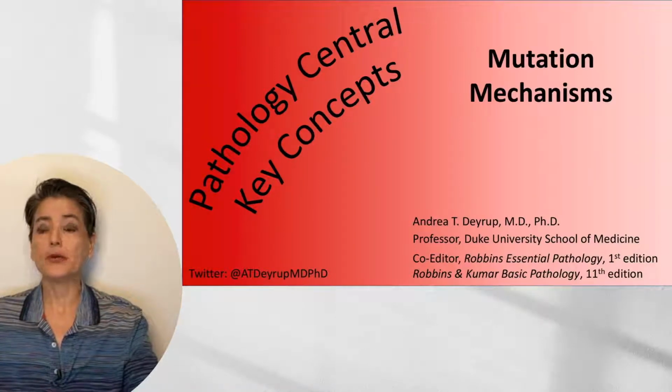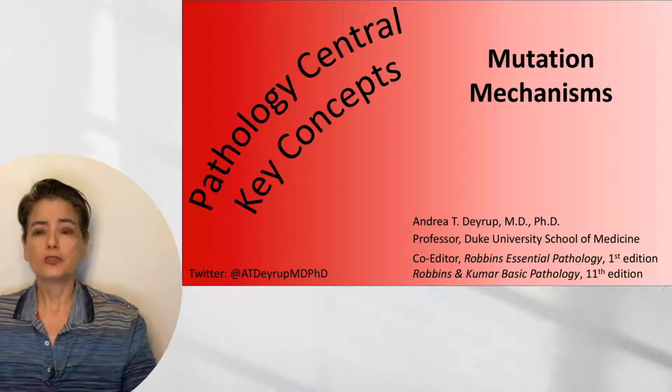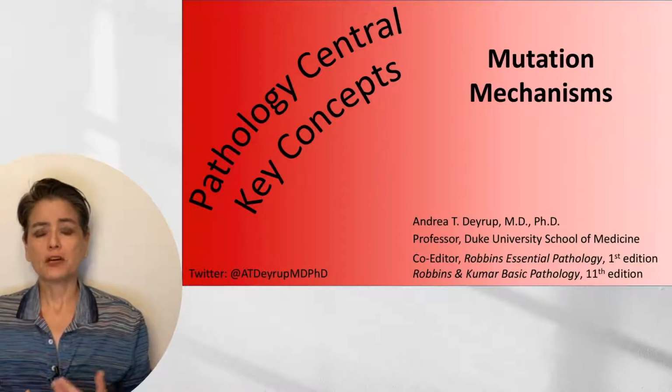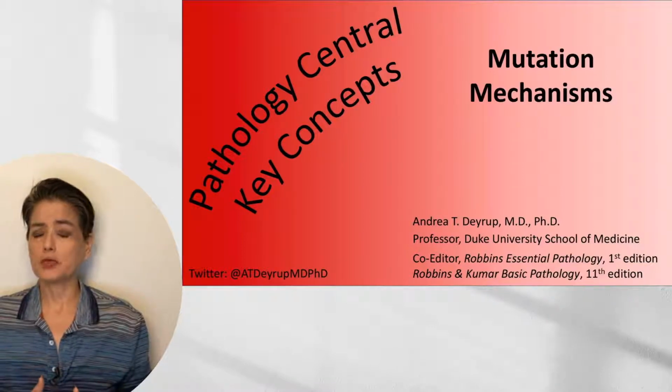The topic of this video is mutation mechanisms. So in Chapter 4 of Robbins and Kumar Basic Pathology, we focus on the different mechanisms of mutation and associate them with diseases that manifest from these different mutations.